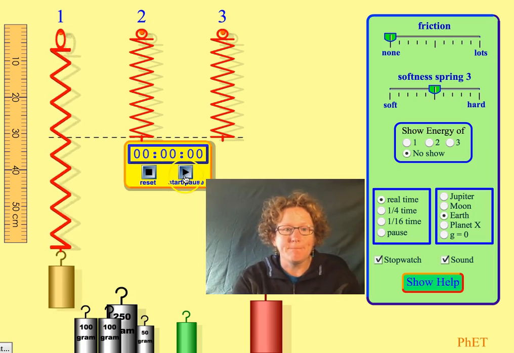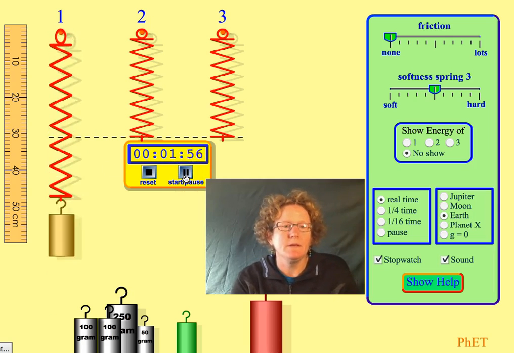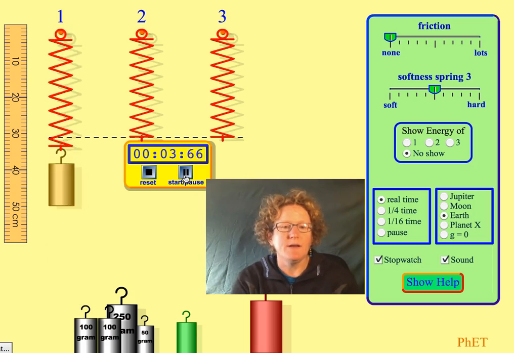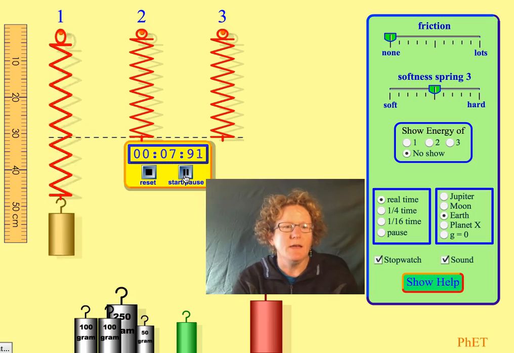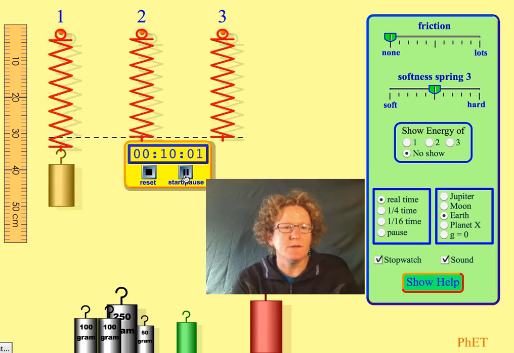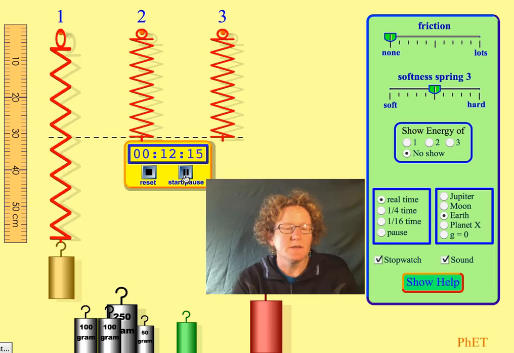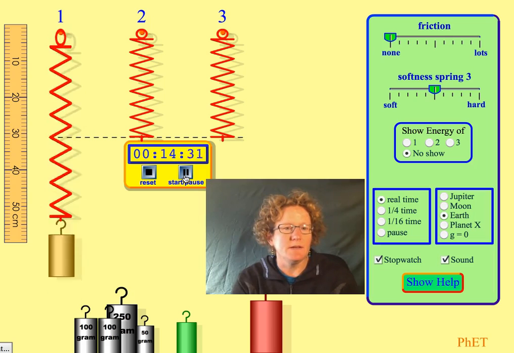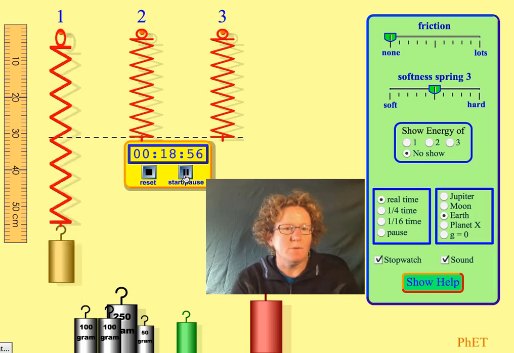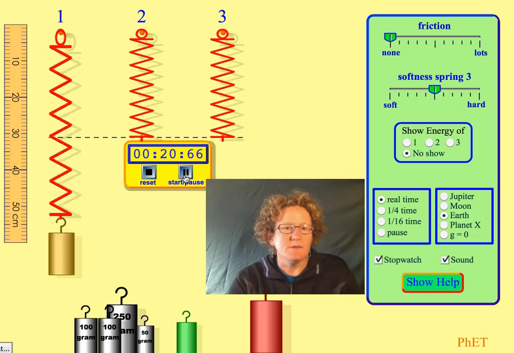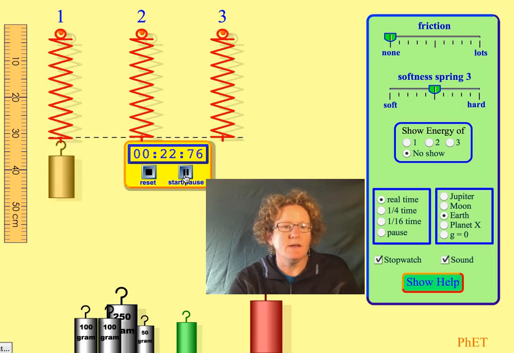get that bouncing, start the timer. 4, 5, 6, 7, 8, 9, 10, 11, 12, 13, 14, 15, 16, 17, 18, 19, 20, 21, 22, 23, 24, 25, 26, 27, 28, 29, 30.